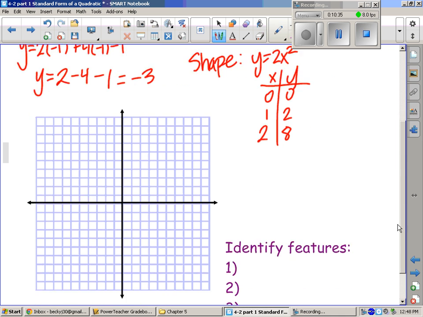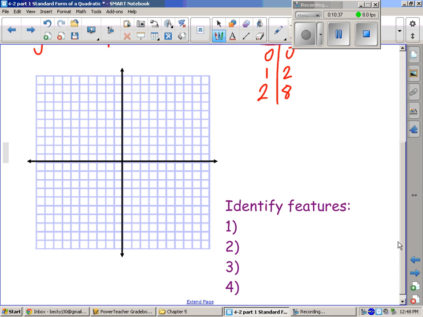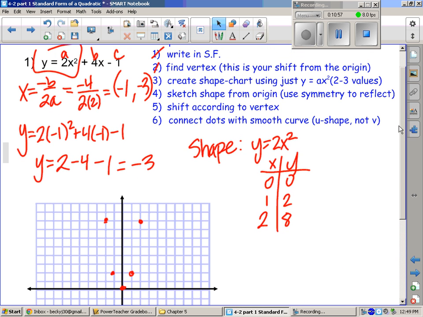Now, let's talk about what that shape would look like. That's going from the origin. 0, 0, 1, 2, and 2, 8 would look like this. And we know that it's going to be symmetrical, just like our V's were, so we can reflect on the other side. But remember, that's not our final answer, because our graph is shifting according to the new vertex.